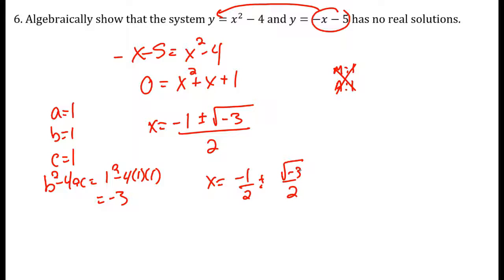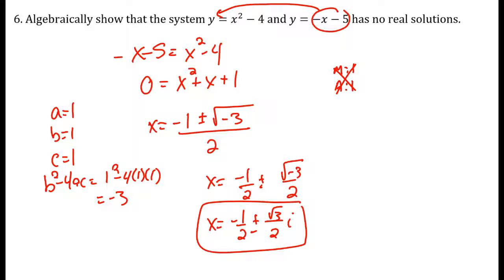Well, I know I have no real solutions because this is not a real number. This is x equals negative 1/2 plus or minus radical 3 over 2i. That is not a real number, so there are no real solutions. There are complex solutions, but there's no real solutions.